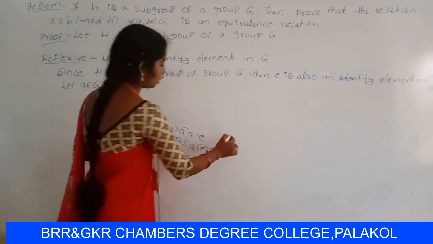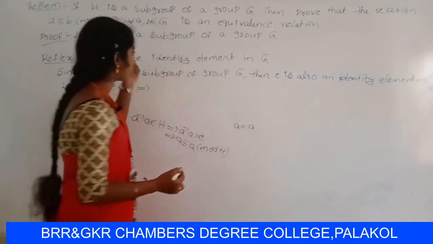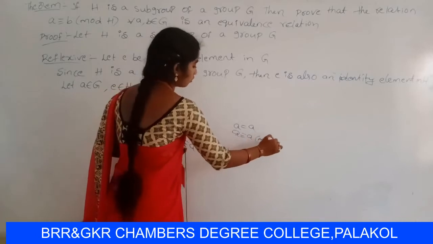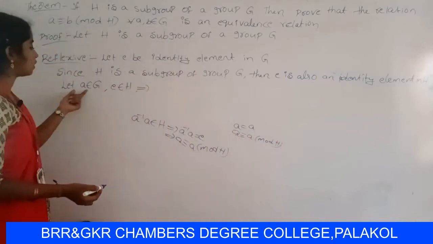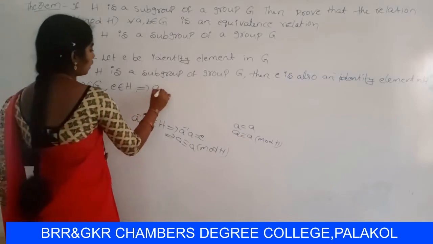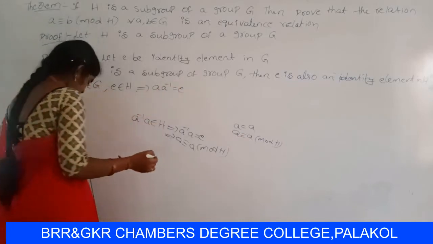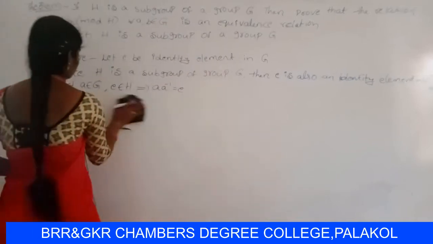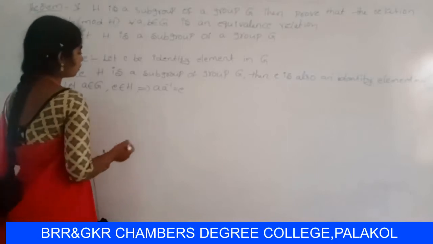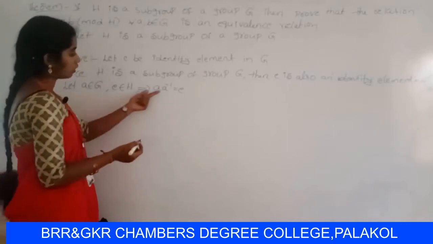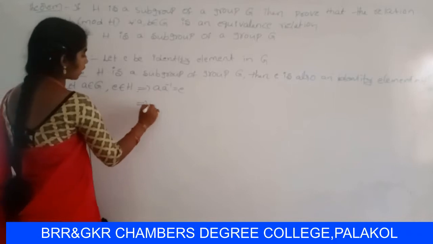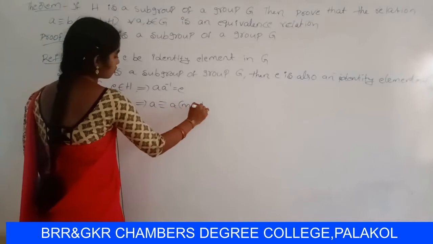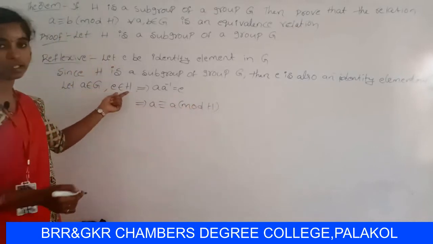In equality property, A equal to A. So congruence modulo property, A congruent to A modulo H. So A belongs to Z, E belongs to H, so then A inverse A equal to E. So it can be written as A congruent to A modulo H. So it is an equivalence relation.